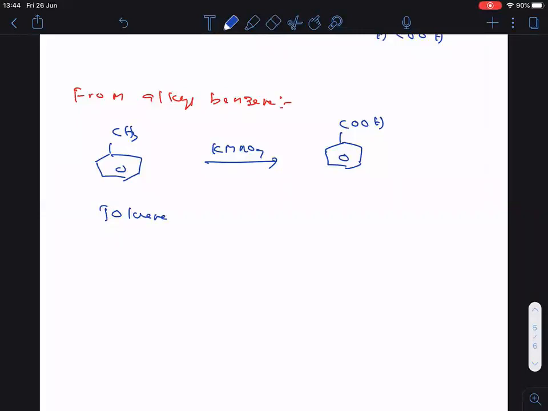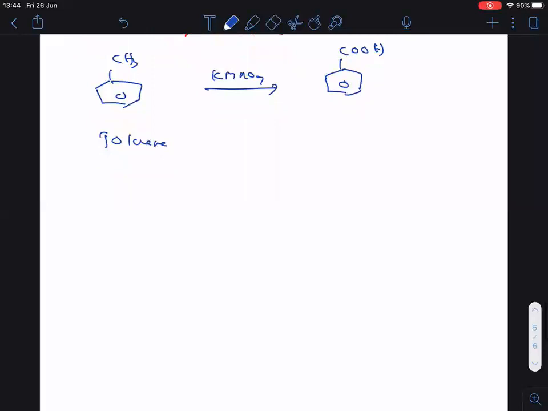Hope it is clear, everyone. Now, similarly, if I take, for example, ethyl benzene, CH2CH3, when treated with KMnO4, remember, everyone, this also gives benzoic acid only. The remaining carbon will give CO2.